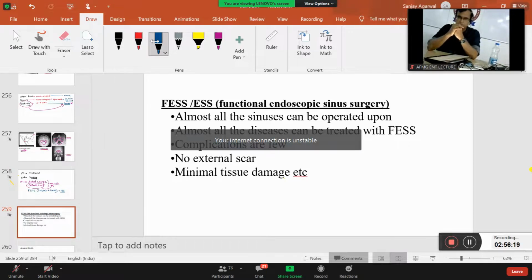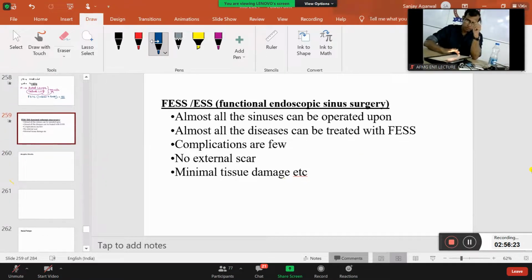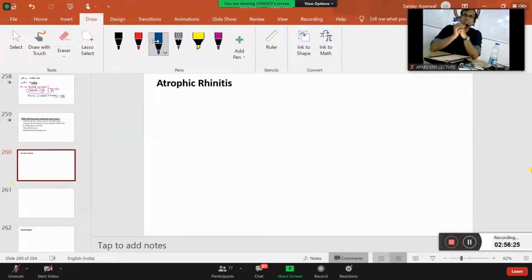And then we talk about the most important rhinitis that you have to know, atrophic rhinitis. It is also called Ozaena. It is also called Ozaena. This name is an MCQ, Ozaena.